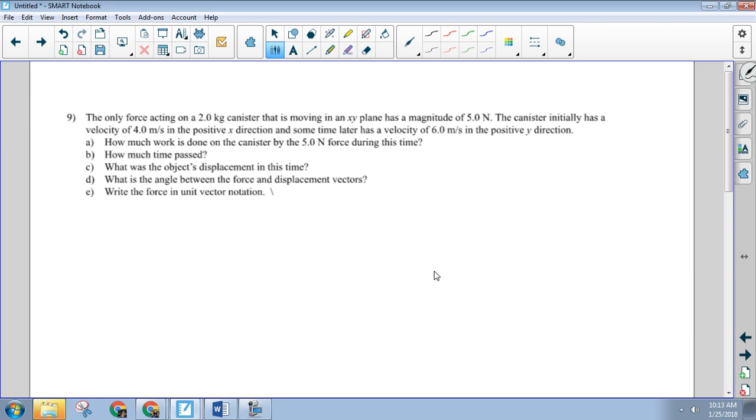Number 9. So this one you had to do some finagling for sure. Finagling being a technical term for how you solve physics problems. All right, so here's what we know. We know that the canister has a mass of 2 kilograms. We know that the net force on it is 5 newtons.